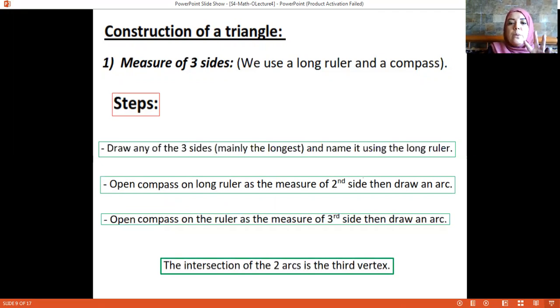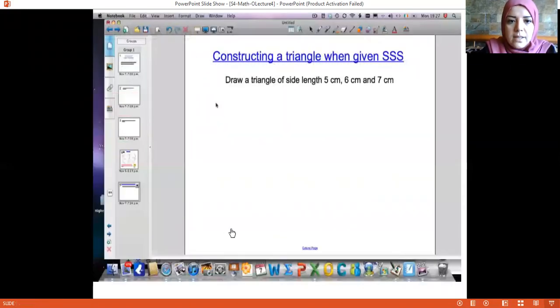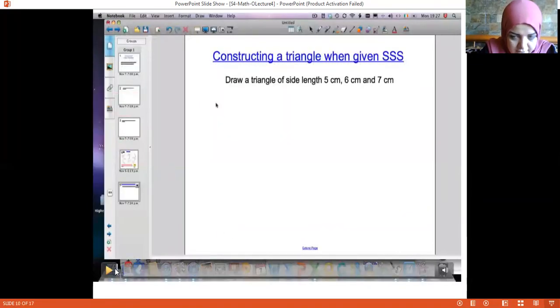Now, we will watch together a video that explains the steps of construction of this triangle. I want you now to listen to this video. You are going to see the steps of construction of this triangle, so pay attention. Let us start this video.